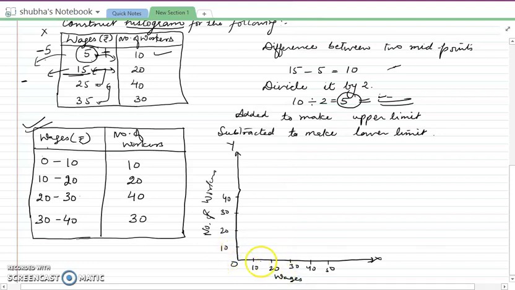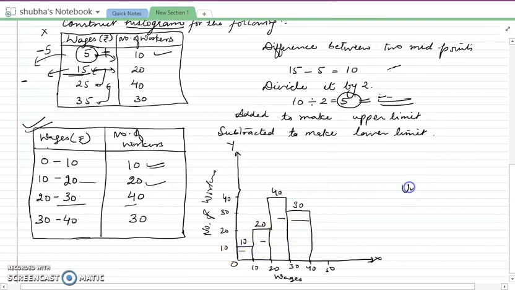Here 0 to 10, the frequency is 10. Right? 10 to 20 is 20, so from 10 we will start till 20. This is 10, this is 20. From 20 to 30 it is 40, so we'll go up till 40. And from 30 to 40 it is 30. So it will be 30. The difference between these should be the same.